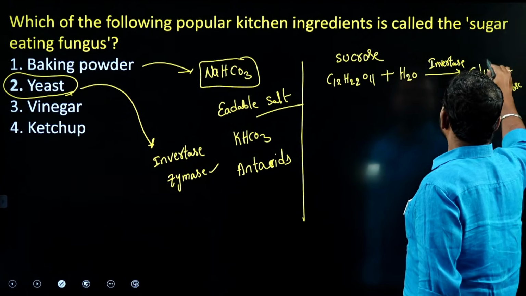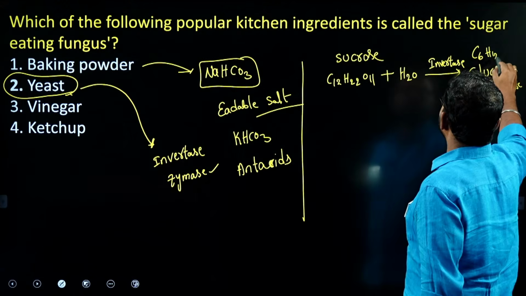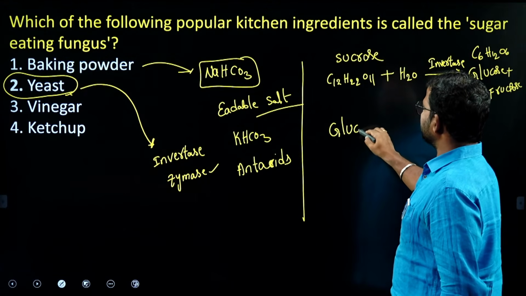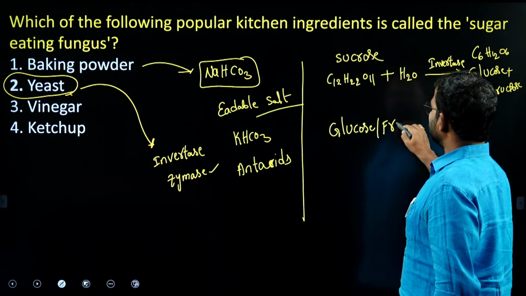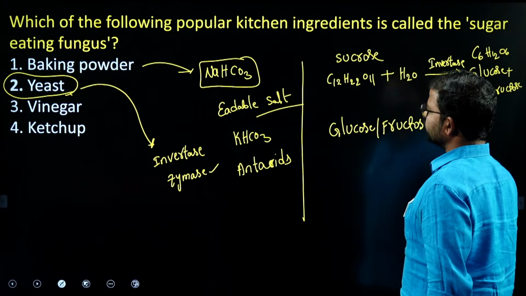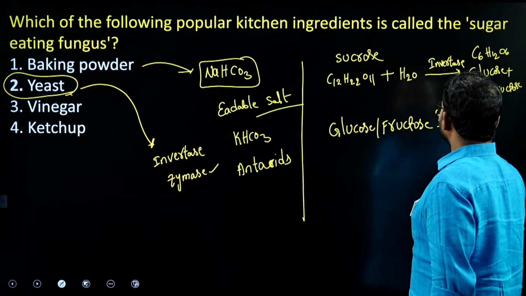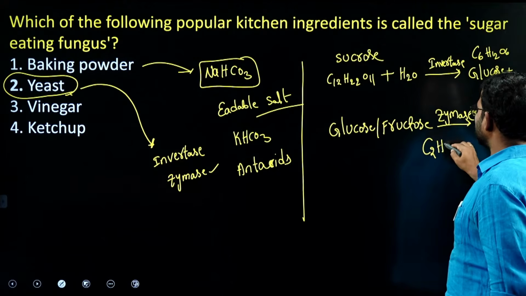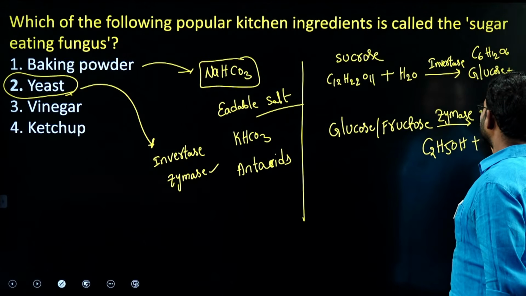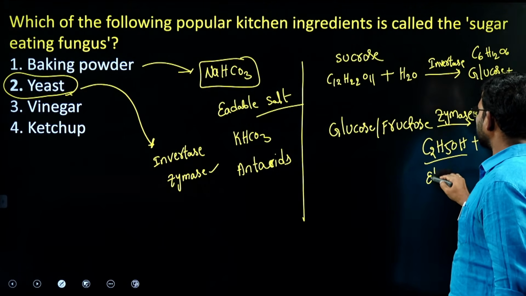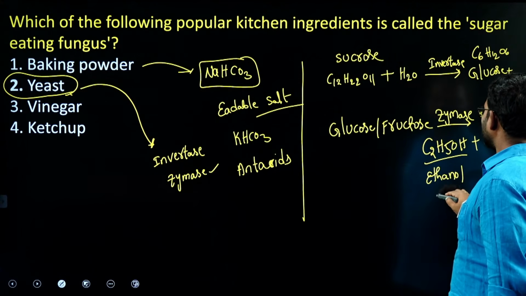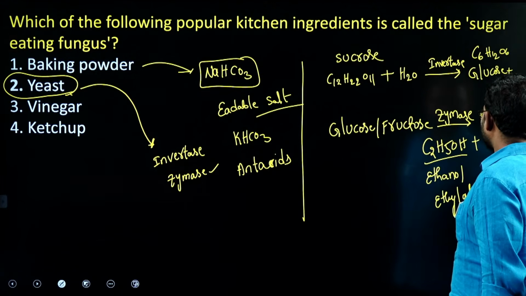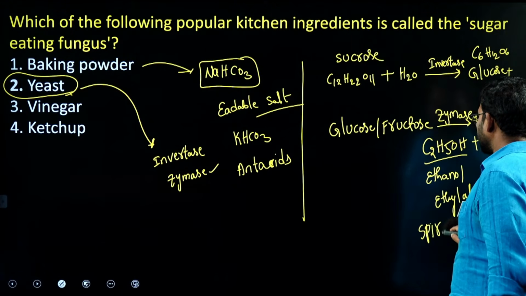Here the formulas of these two chemicals are the same, C6H12O6. If you consider glucose or fructose, then in the presence of zymase enzyme, it can be converted to alcohol, nothing but ethanol, C2H5OH, plus carbon dioxide. This is ethanol or ethyl alcohol, also called spirit of wine.